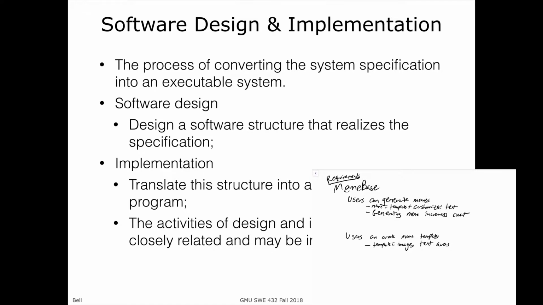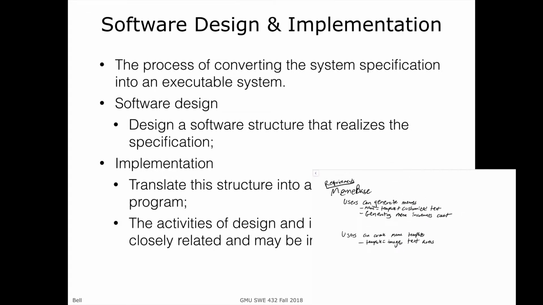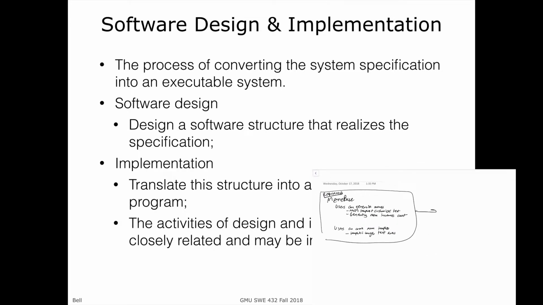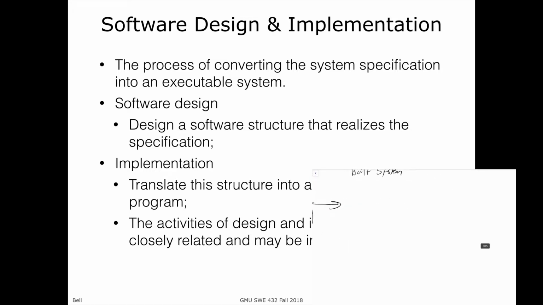So the next phase is going to be software design and implementation. This is where we're going to take these requirements, this system specification, and convert it into an executable system. So we've got our requirements, and now we'll actually build it. So we define design and implementation. These are two very tightly coupled phases.